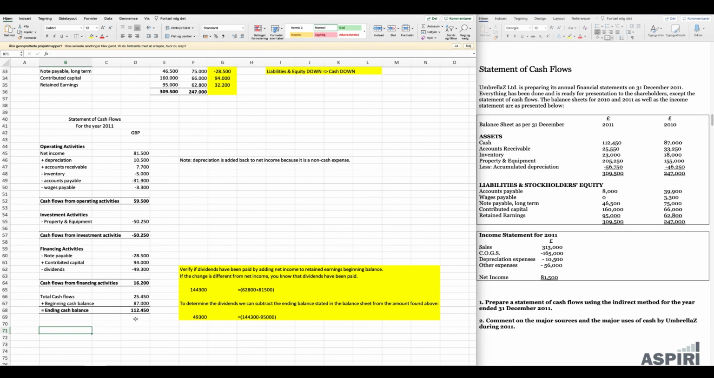So you can always verify if you've done the statement of cash flows correctly by looking at the balance sheet and verifying, and in this case, we can fortunately verify that it is correct, that this amount here, 112,450, corresponds to what we have found as the ending cash balance here. In other words, also 112,450. And this is, of course, important because it means that we've actually done the statement of cash flows correctly. This was question 1, showing how to do a statement of cash flows.